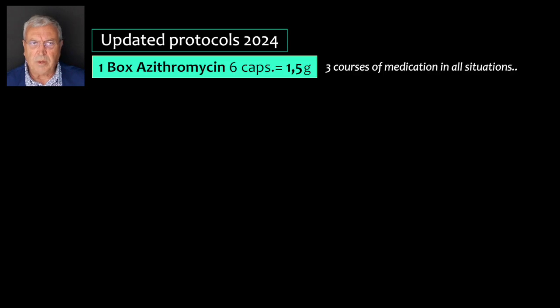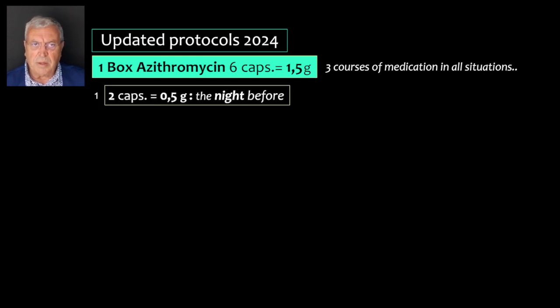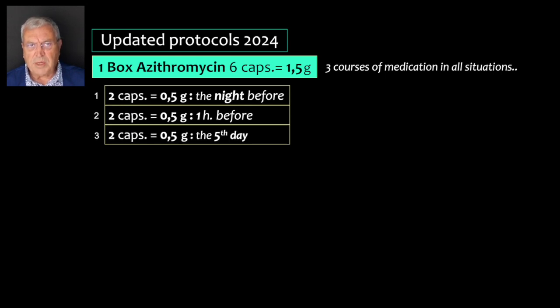I can share with you now the updated protocols that we use in 2024 after 4 years of testing and correction. We use 1 box of azithromycin in all indications, and we have 3 courses of medication. We give them 2 caps the night before, 2 caps 1 hour before, and 2 caps at the 5th day. Why at the 5th day? Because we would like to increase the positive inflammation, you remember. This is how we work today.